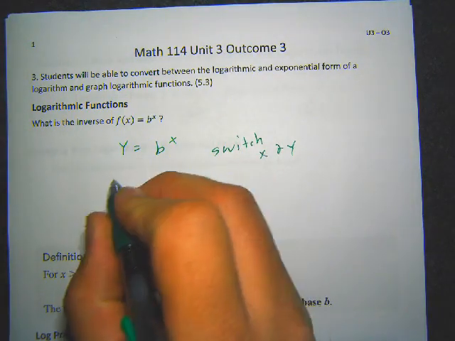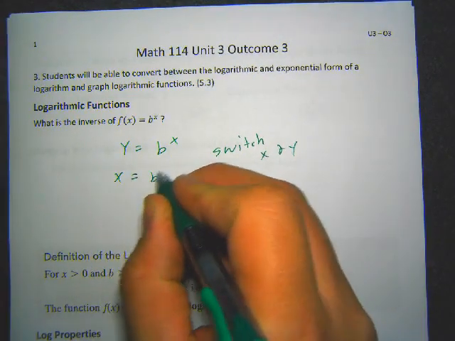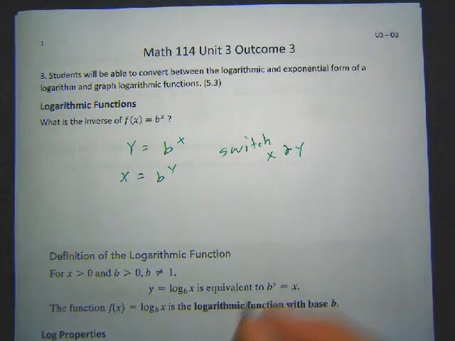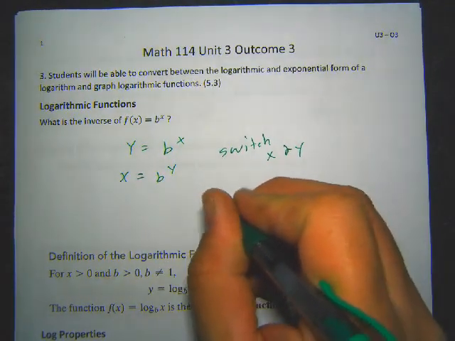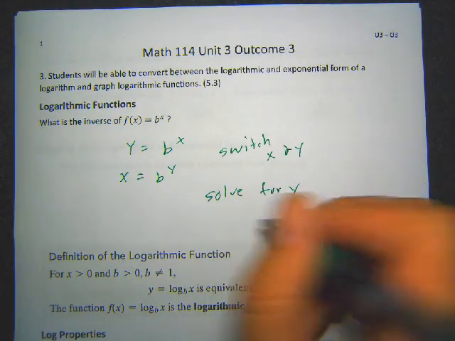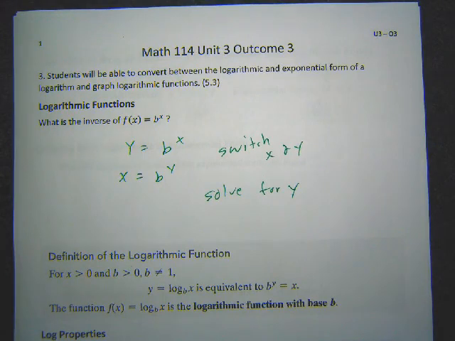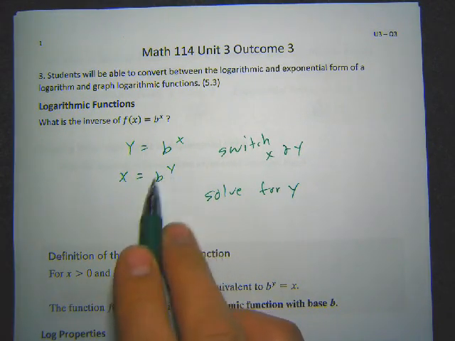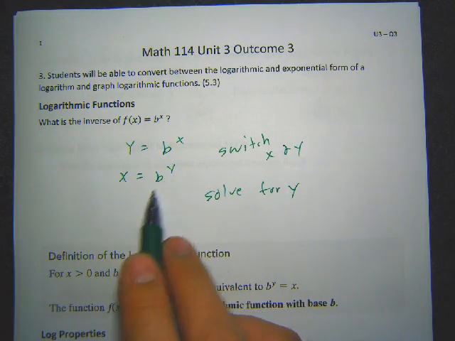If you flip those around, so this becomes x equals b to the y, then you actually have the inverse function. Now, most of the time we would say, okay, now solve for y, because we like to have our functions solved for y so that when you plug in x, you get y as a result. The problem is when you go to solve this equation for y, we don't have any way of solving for a power. There's no way to get rid of this power.